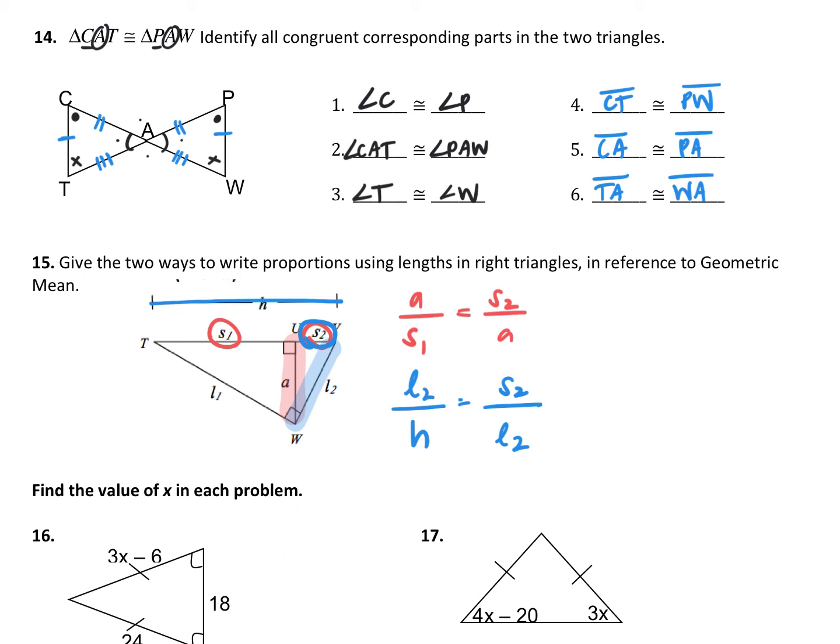And my last one here, if I take my leg 1 is what shows up twice. And then I'm again using my hypotenuse, but then the segment closest to my leg this time is segment 1. So I've got the hypotenuse and segment 1 that shows up.